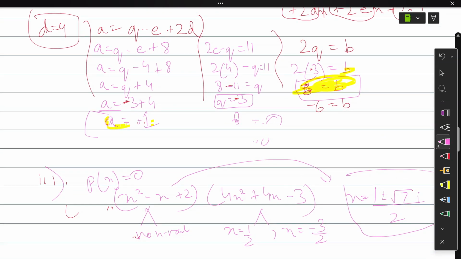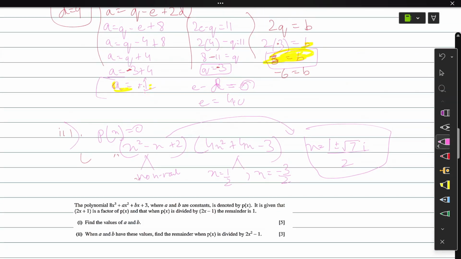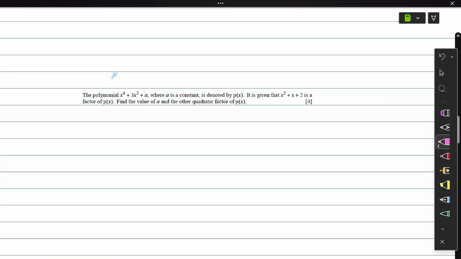By the way, why did this get erased? What was this? E minus D equals 0, right? And E equals 4. Okay. So now, did I have this noted down? We have this question now.